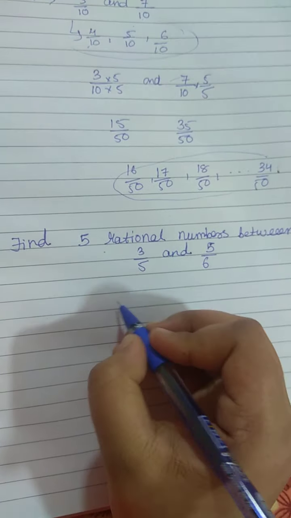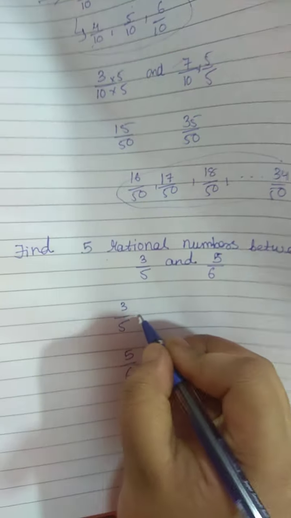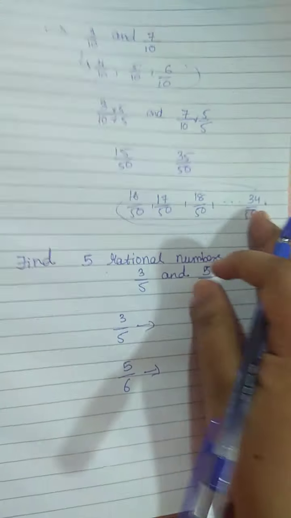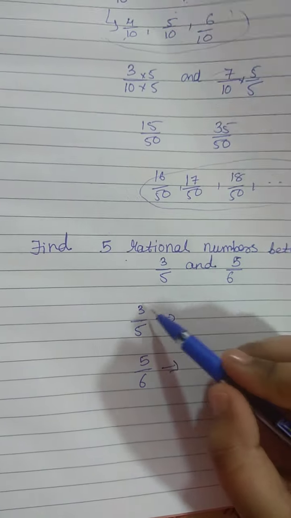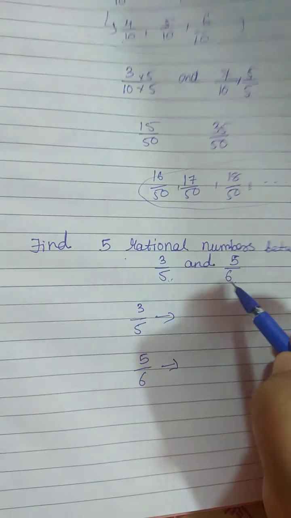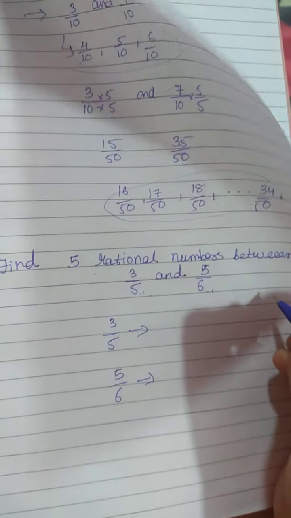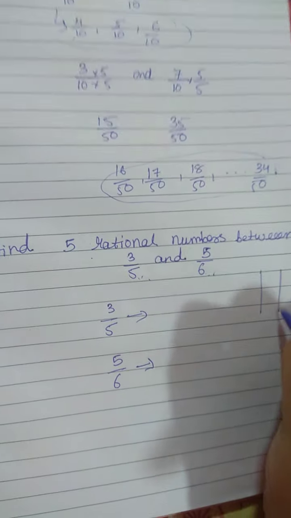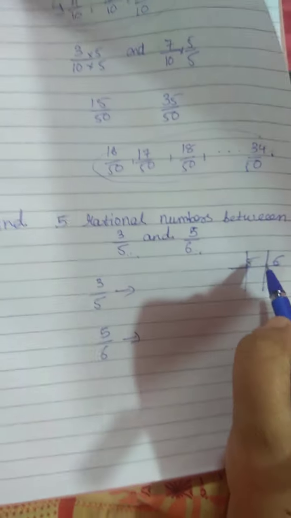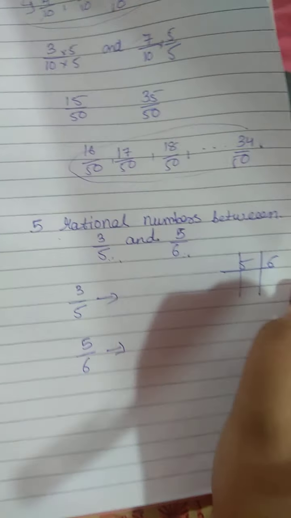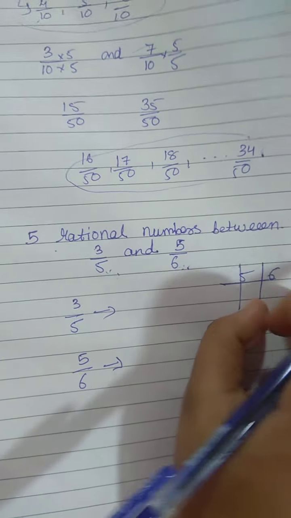So first of all, you have to make the denominator of both the numbers the same. So to make the denominator of both the numbers the same, you have to take out the LCM of 5 and 6. Whatever is in the denominator, you have to take its LCM. Why are we taking the LCM? Because we are making the denominator of both the numbers the same.